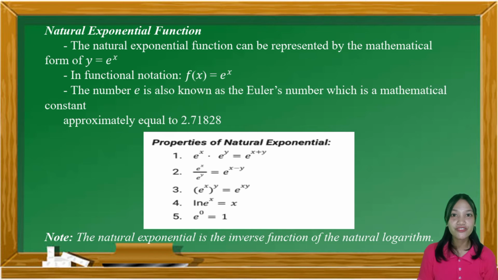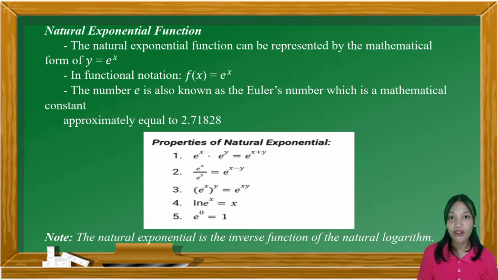Next, we are going to familiarize what a natural exponential and its function is. So, the natural exponential function can be represented by the mathematical form y is equal to e raised to x, or in functional notation, f of x is equal to e raised to the power of x, in which e is represented as a constant or natural number, or simply the number e, also known as Euler's number, which is a mathematical constant approximately equal to 2.71828. Shown on your screen are the properties of the natural exponential.